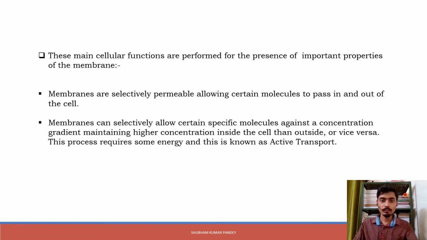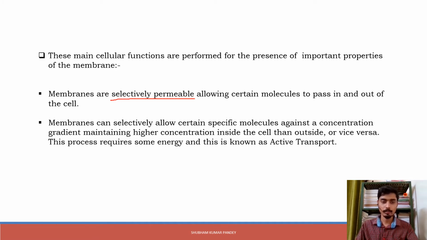Now, the main cellular functions are performed because of the important properties of the membrane. The cell membrane has different types of properties. The first property is that membranes are selectively permeable. As we discussed, the cell membrane helps in the transfer of material from the external environment into the cell or from the cell to the environment. It is a selectively permeable membrane which allows only certain molecules to pass in and out of the cell. For example, a material of a certain size can pass through the cell membrane, but if it is larger than that size, it cannot pass through, right?